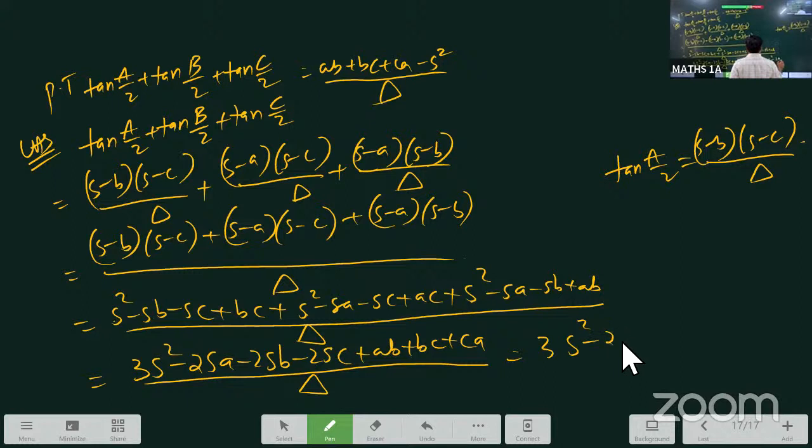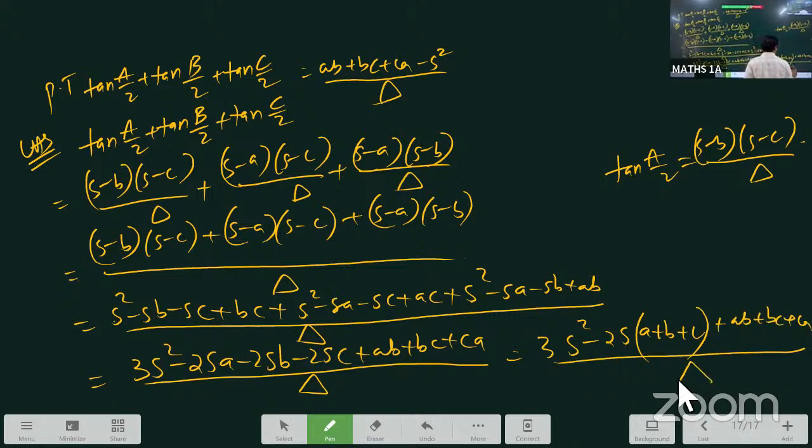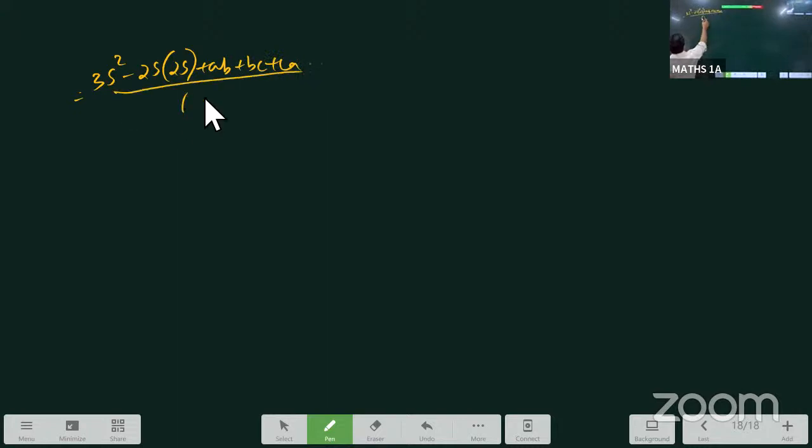We are going to take minus 2s common, and a plus b plus c, plus ab plus bc plus ca, divided by delta. That is nothing but 3s square minus 2s into 2s, plus ab plus bc plus ca divided by delta.